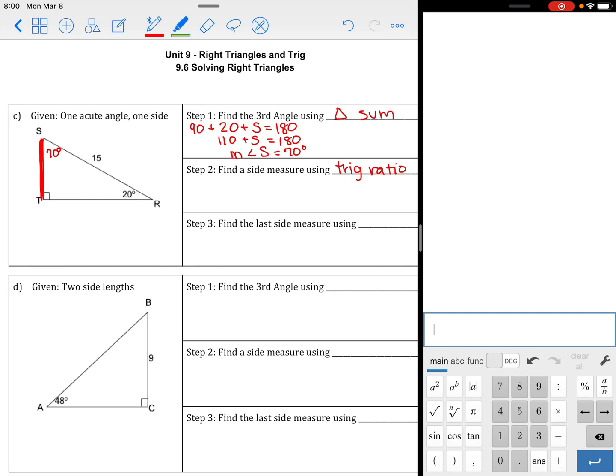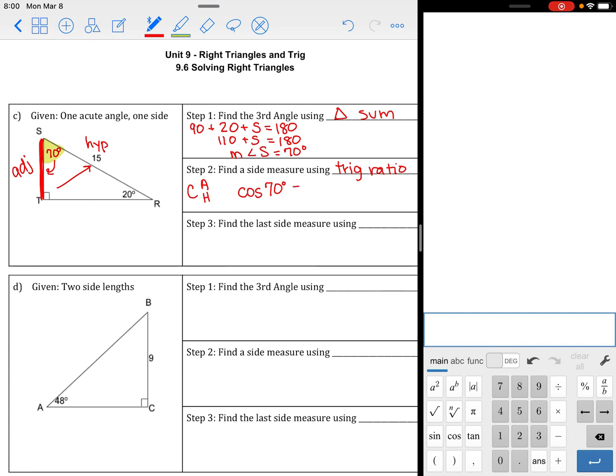It also doesn't really matter which angle I use. So maybe I want to use this 70-degree angle that I just found. If I look at this 70-degree angle, the one that I'm trying to find is adjacent to that 70-degree angle. And then the 15 is the hypotenuse. So the trig ratio that I'm going to use is adjacent over hypotenuse, and that is the cosine ratio. I have my angle measure this time, so this is going to be the cosine of 70 degrees.